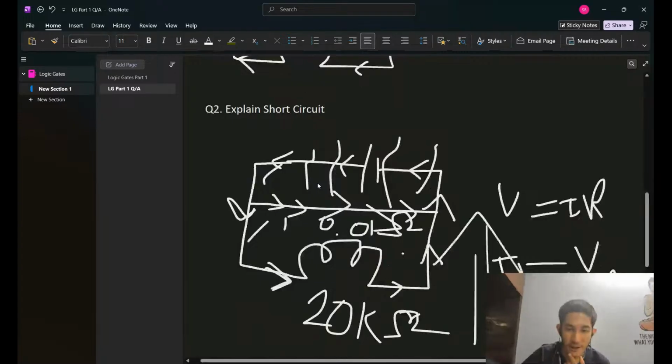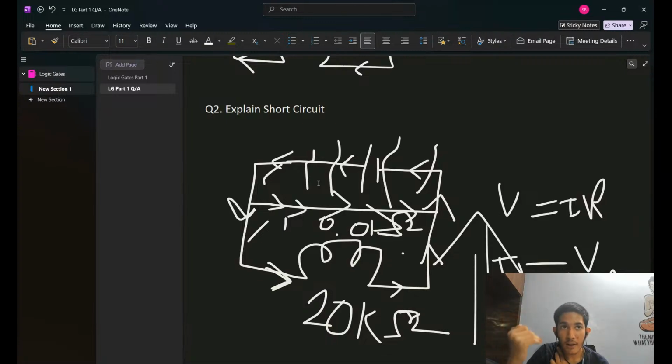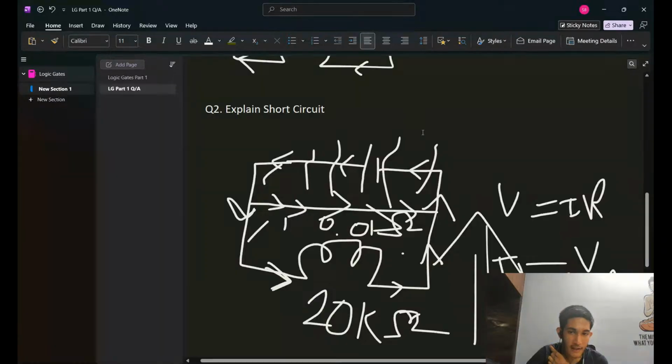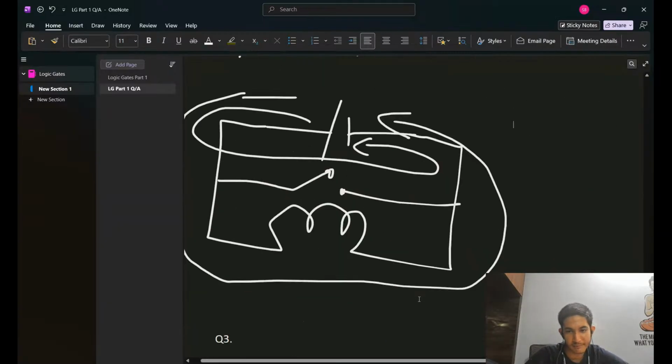And then short circuit, it is the phenomenon where electricity starts flowing through a wire which has lower resistance than the wire it should pass through. So here I have a battery and a wire of 0.01 ohms resistance, and that makes electricity pass through that instead of the 20k ohm bulb. So yeah, that's about it.